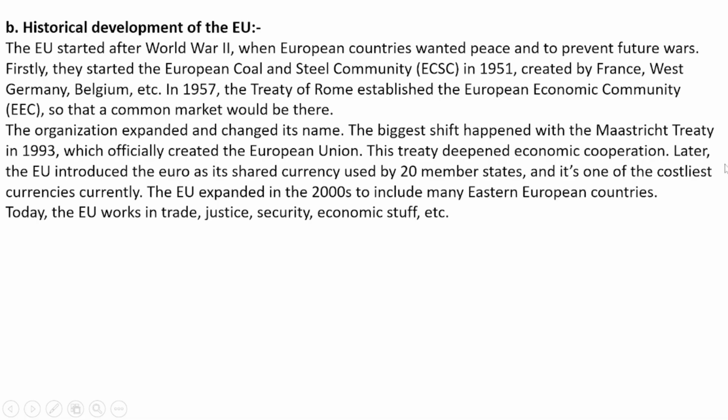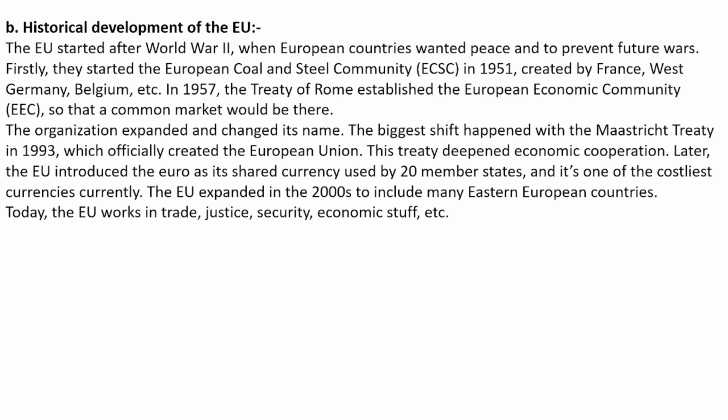Now we will talk about the historical development of the European Union. The EU started after World War II, mainly because they didn't want any more wars and had to prevent them. They wanted peace. So, firstly, they started the European Coal and Steel Community (ECSC) in 1951, created by France, West Germany, Belgium, etc. In 1957, the Treaty of Rome established the European Economic Community (EEC), so that a common market would be there. And then there was the Maastricht Treaty in 1993, which created the European Union.